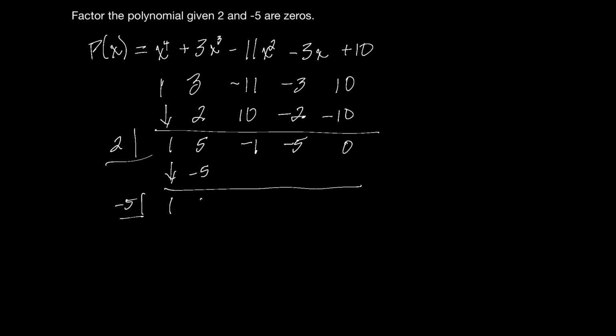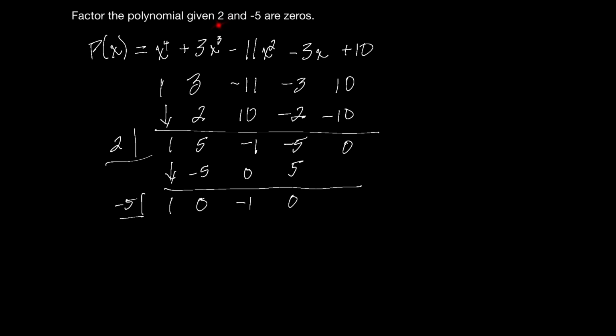5 and negative 5 is 0. Negative 5 times 0, 0. Negative 1 and 0 is negative 1. Negative 5 times negative 1 is positive 5. And when I add those up, sure enough, the remainder is a 0. So now, here's what I've done. I've reduced a 4th degree to a 3rd degree, and then a 3rd degree to a 2nd degree. So that's the idea with these that makes them easier to factor.